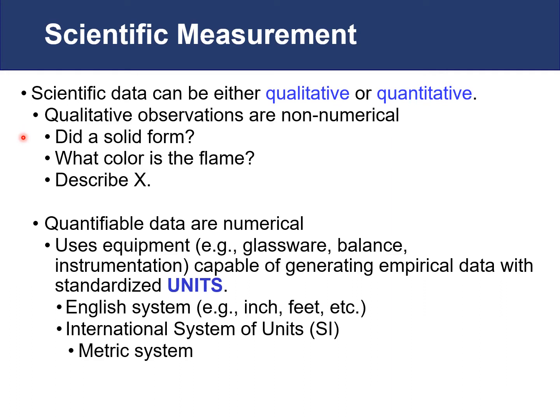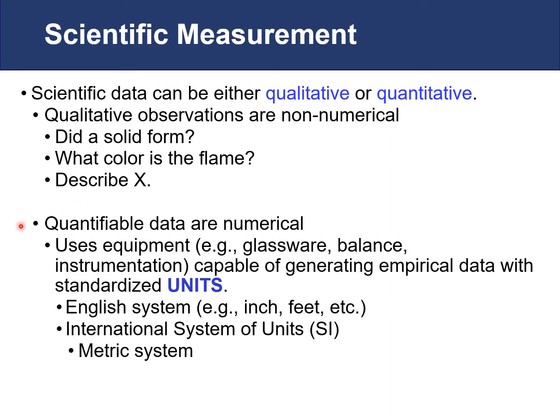Typically, they are answering questions like, did a solid form? What color is the flame, or possibly what color is the solid? They are typically descriptive in nature, describing your observation. The key thing is that a qualitative observation does not have a numerical value.